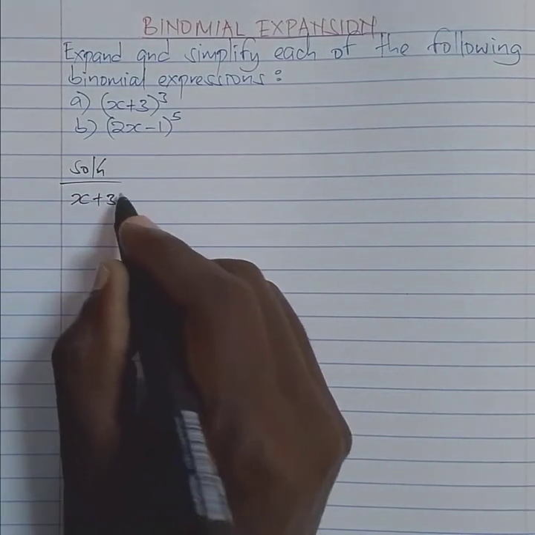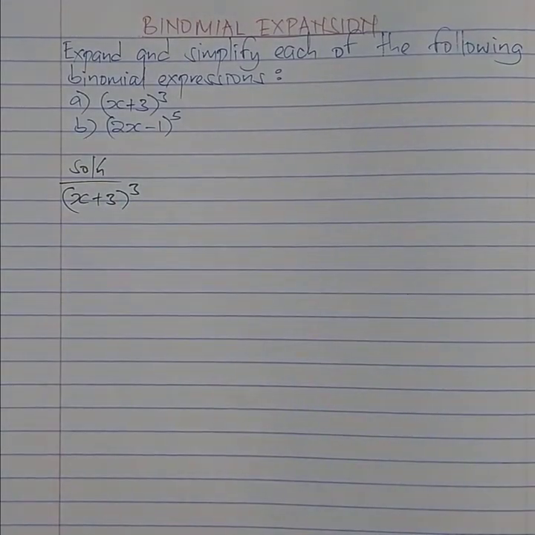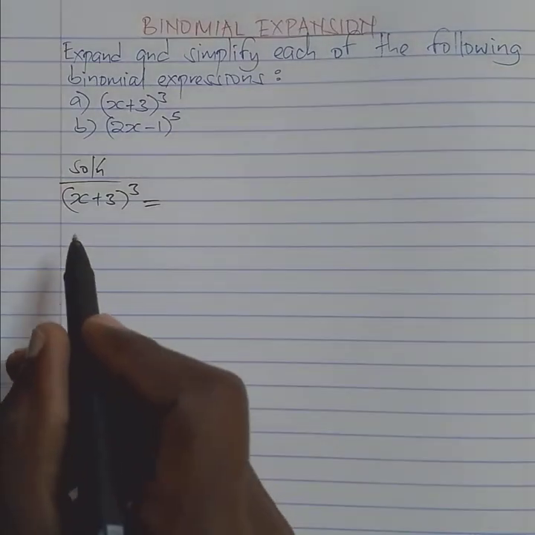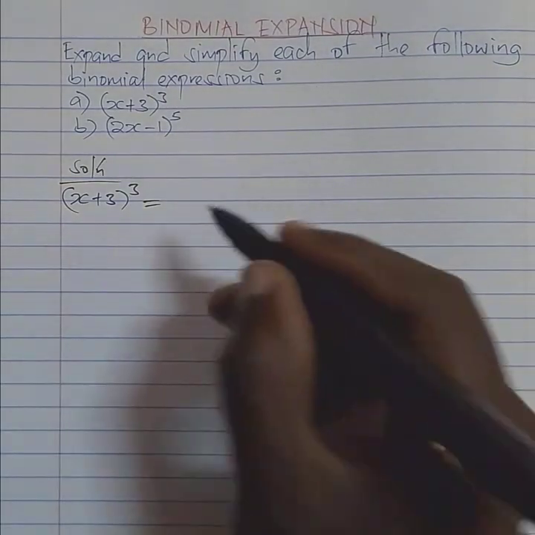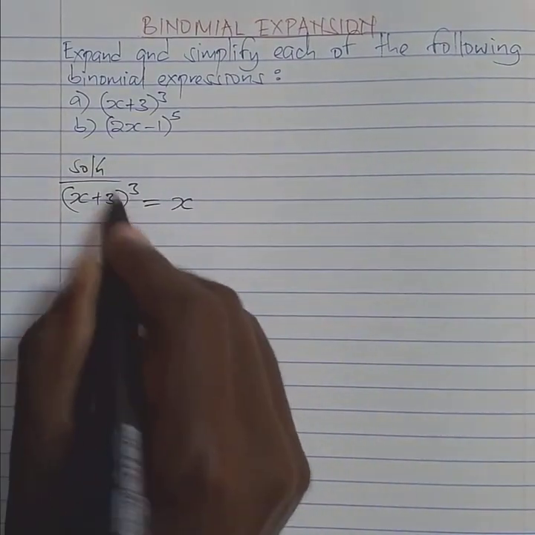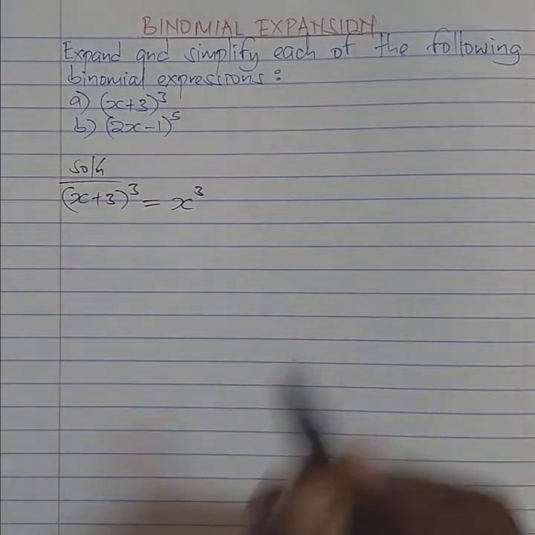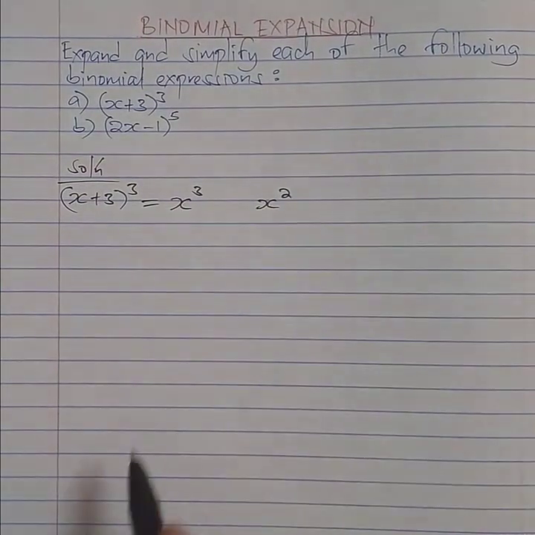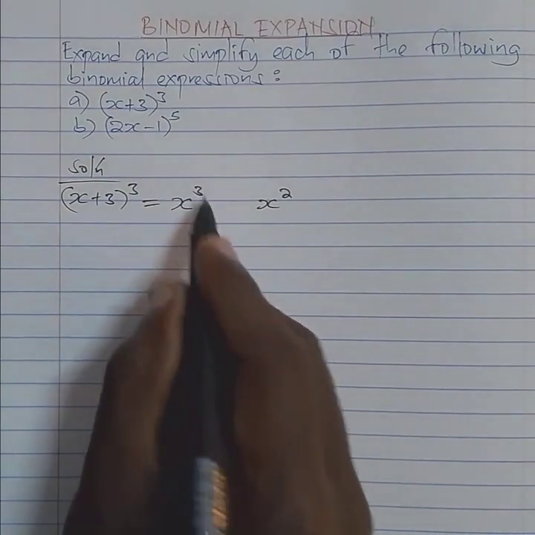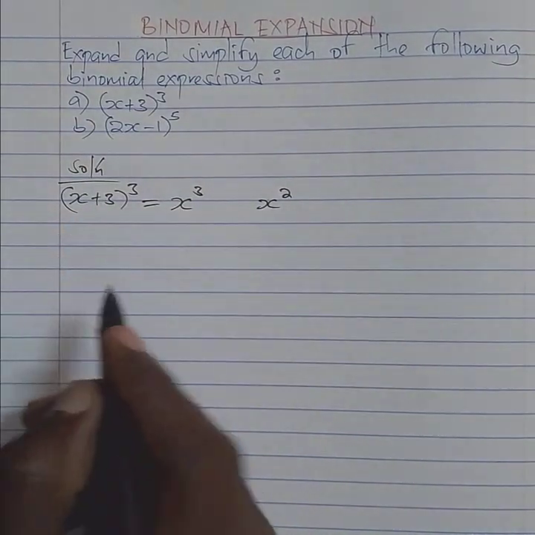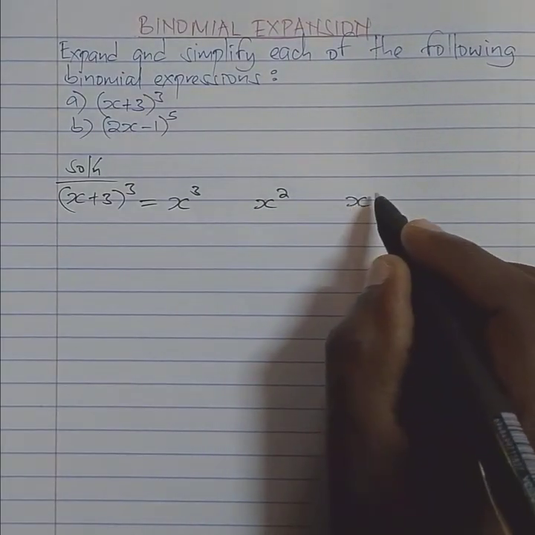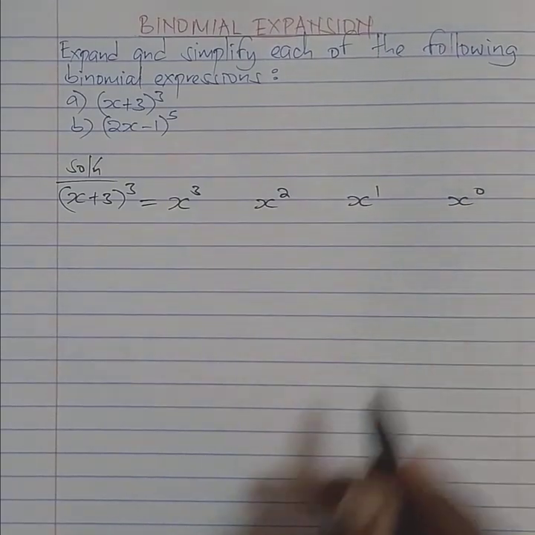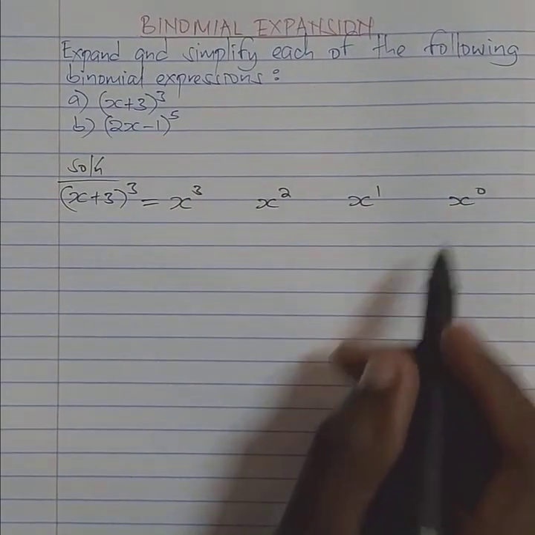(x + 3)^3. The first step is to take the first term, x, to the power 3. And then we leave a gap. We take the first term, still x, to the power 2. We minus 1 from the power for each subsequent term. The next one will be x to the power 1. After that, we'll have x to the power of 0. We stop where we have x to the power of 0.